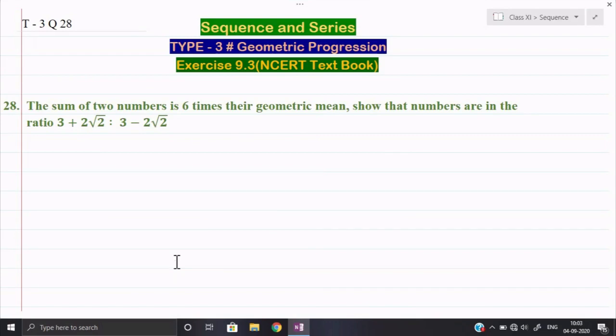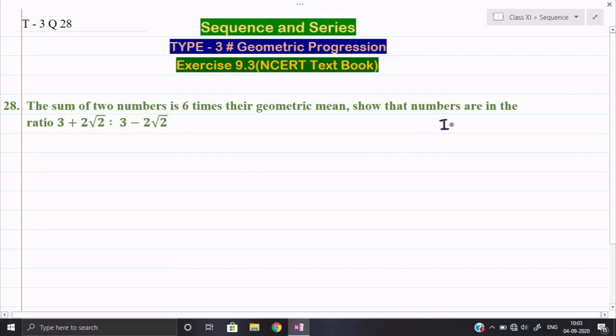Here they are saying the sum of two numbers is 6 times their geometric mean. First of all, remember, if two numbers are given to us as a and b, their geometric mean will be under root of ab, and their arithmetic mean will be (a plus b) upon 2. That I will write down here on the side, so you should remember.